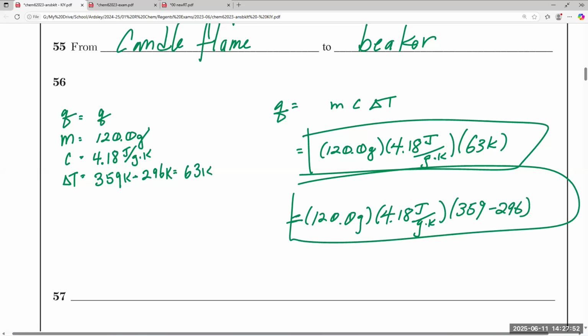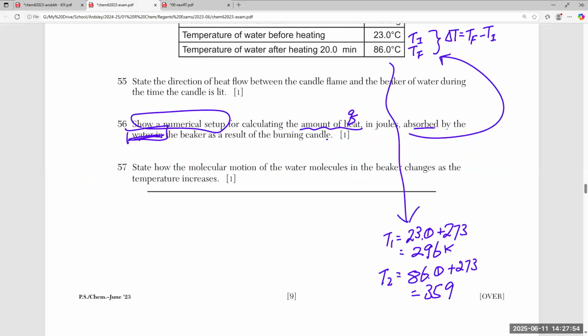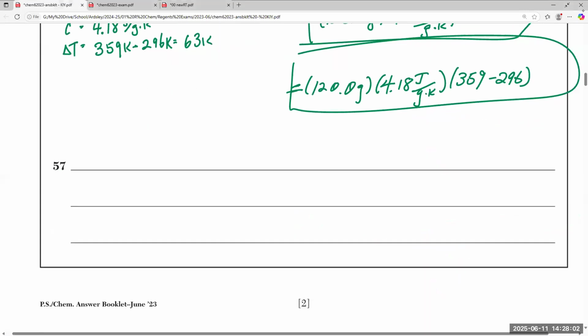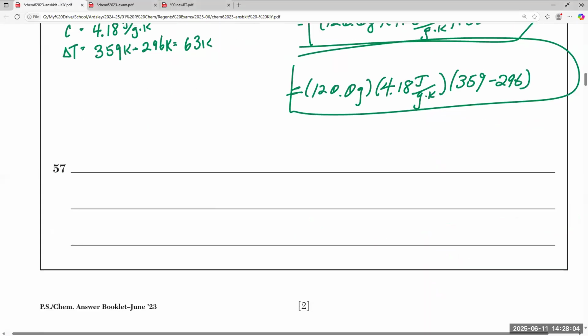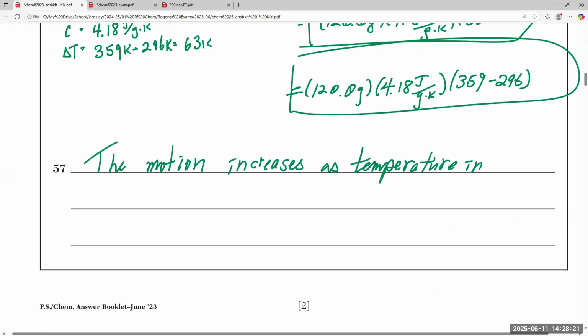Let's go to 57. State how the molecular motion of water molecules in the beaker changes as the temperature increases. Motion. Well, I think you guys should all know how to do this. What happens to the motion when temperature goes up? It increases as temperature increases.